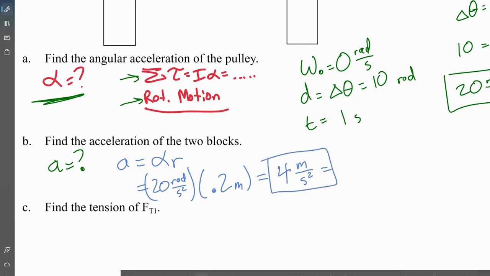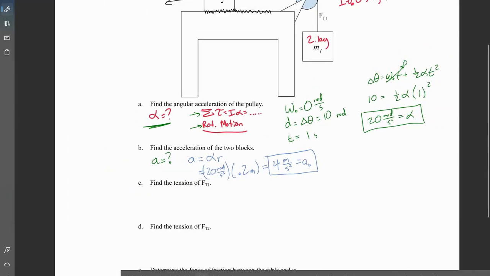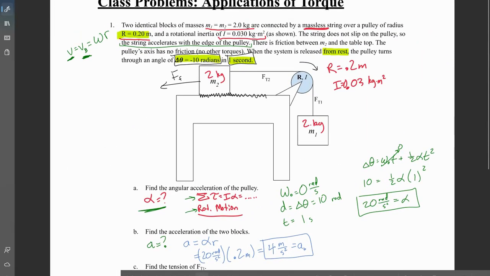All right, so there's our acceleration. Remember, this is linear acceleration of the blocks. I'll throw that all in a box. If you need to go back and recap, go for it. So far, this has all been a refresher. Nothing new has happened yet. But now it's about to.